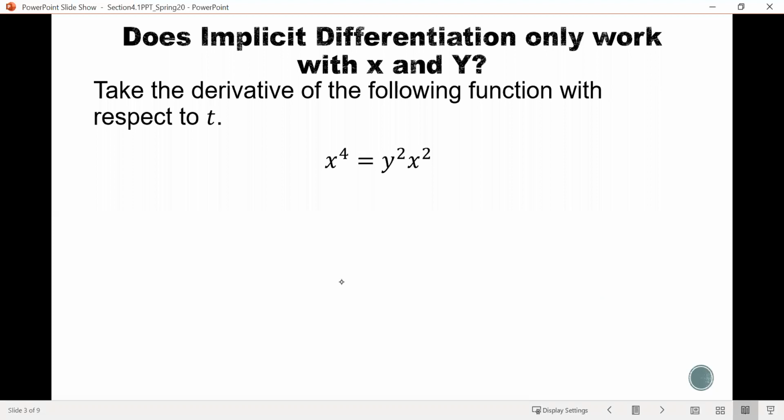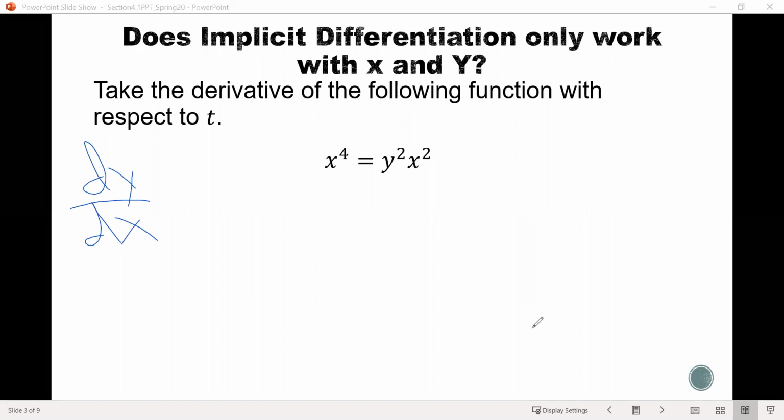Okay. Before we get into that, though, I want to go back to implicit differentiation. And in chapter 3, we learned that if we have a problem like this, something like x to the fourth equals y squared times x squared, we can find dy/dx, the derivative of y with respect to x, by using implicit differentiation, right? Now, notice in that case, we're taking the derivative of y with respect to x.